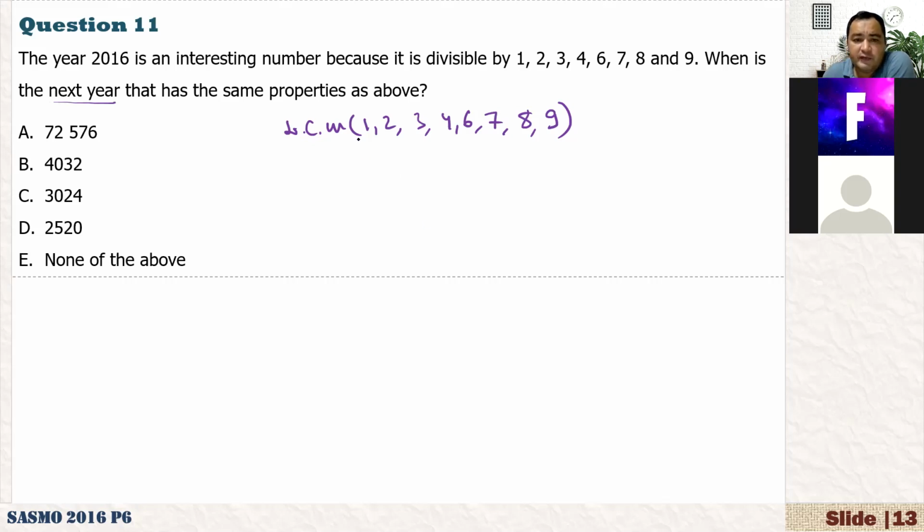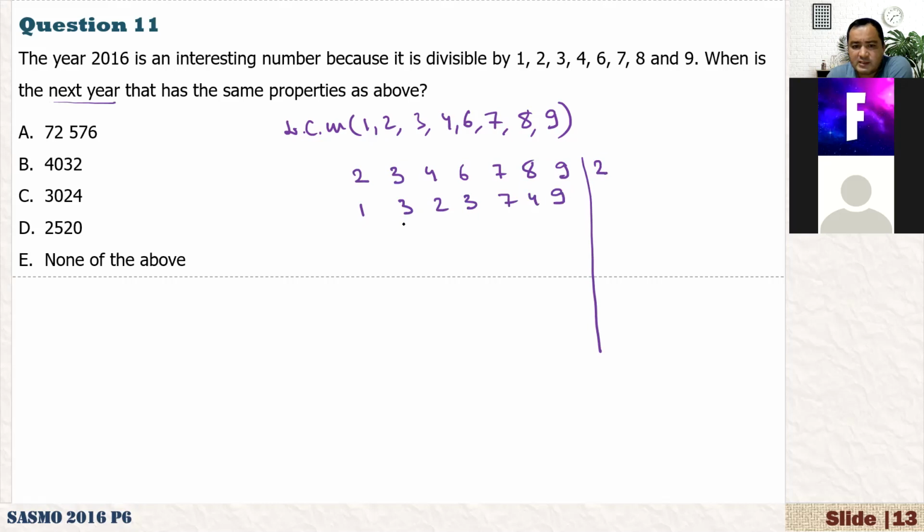Good. So here we know that 1 is a factor of every number. And I just need to start from 2: 2, 3, 4, 6, 7, 8, 9. So let's find the least common multiple of these numbers. First divide by 2, because to find the least common multiple, we need to divide them first by prime numbers until we get 1. So here we have 1, here we have 3, it is 2, 3, 7, 4, 9. Still we have 2, so we can divide by 2 one more time: 3, 1, 3, 7, 2, 9. I can divide by 2 one more time. Here we have 3, 3, 7, 1, 9.